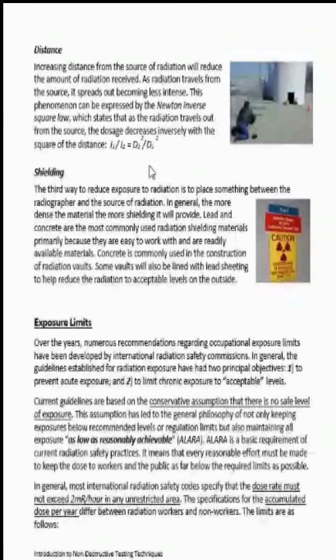Distance is given by I1 D1 square is equal to I2 D2 square, or if somebody uses, I1 divided by I2 is equal to D2 square divided by D1 square. Whatever is suitable and you can remember it properly, you may remember it. Shielding, there should be some signboards so that people are made aware.